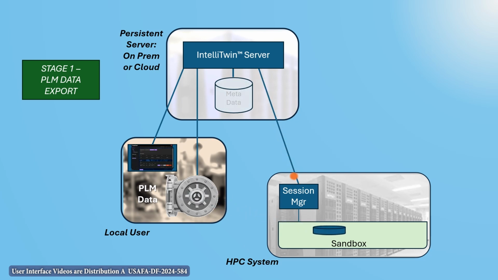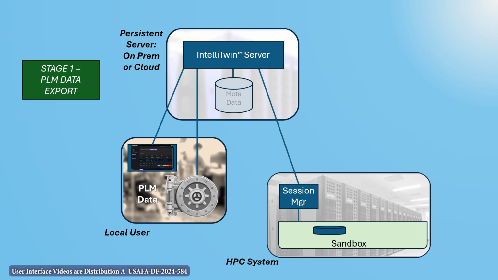The exported configuration is moved by IntelliTwin to and from the local user system to the sandbox. Various mechanisms are available in IntelliTwin to do the copy. It's all up to the customer to decide. The engineer does not have to be aware of the file path to the sandbox or subdirectories within it. This is all handled by the sandbox and IntelliTwin.